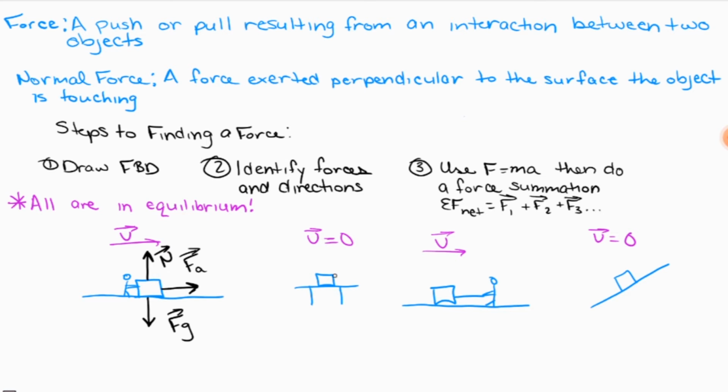The second one we have is a box sitting on a table. Now we have the force of gravity pushing it down, and we have the normal force pushing it up.